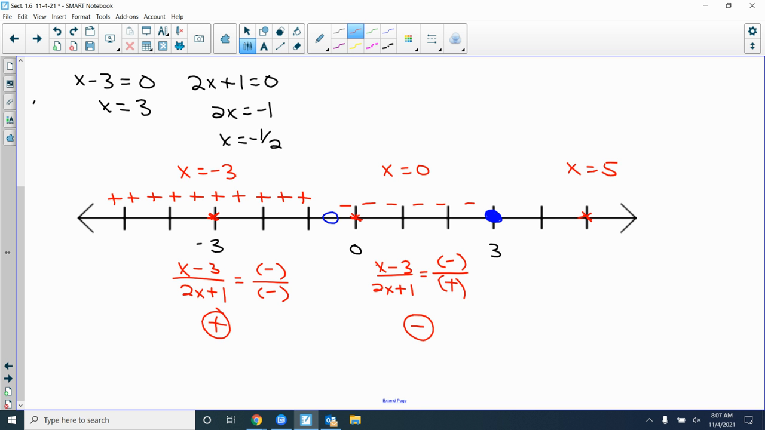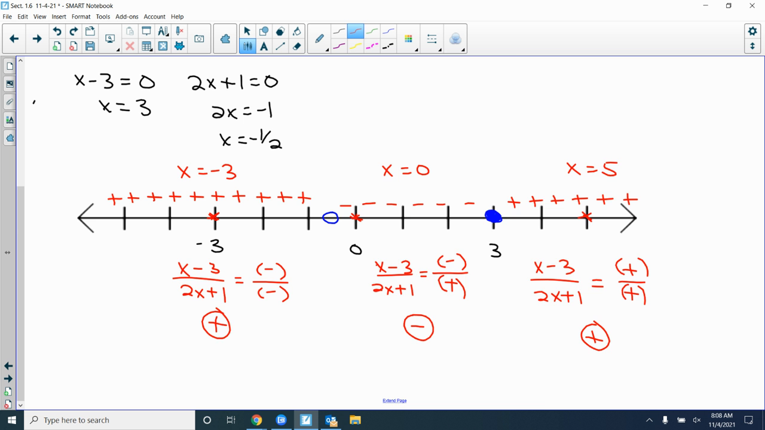Now plug in 5, either mentally or on your paper, whatever. Think about what that's going to be. I'm just concerned about my final sign. Is it negative or positive? x minus 3 over 2x plus 1. If I plug in 5, 5 minus 3 is positive. Bottom is positive. I end up with positive.